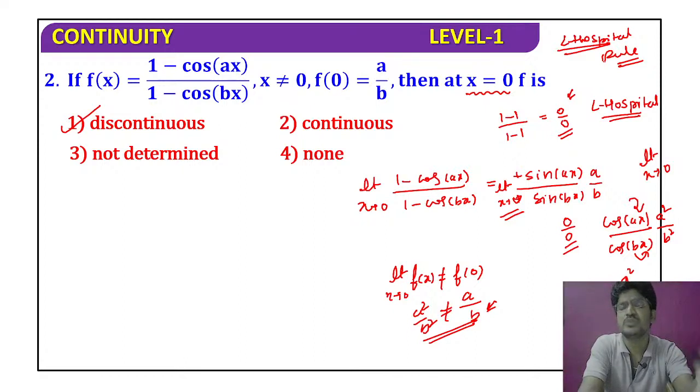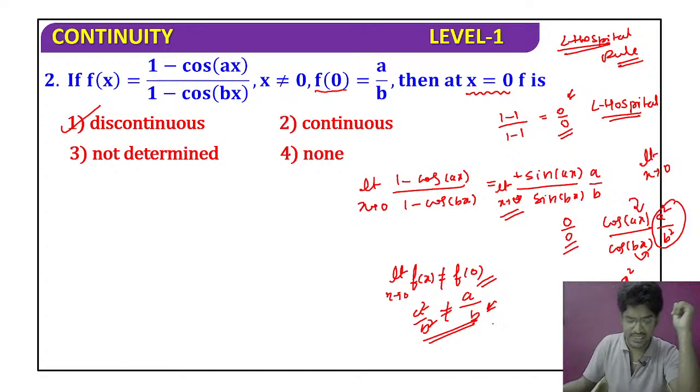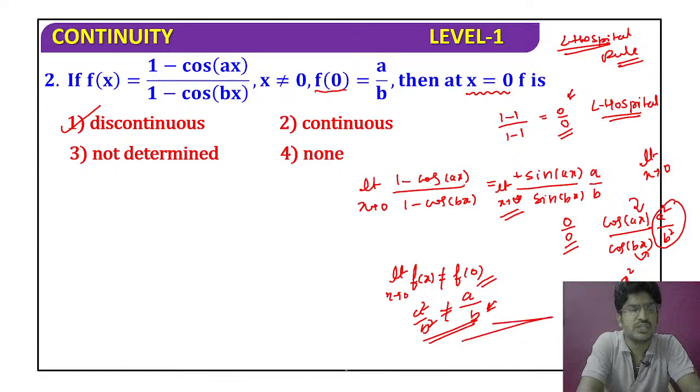Here I am applying L'Hospital rule 2 times so that we can differentiate and get the answer, that is a square by b square. Okay, so the limit value is a square by b square, but f of 0 they have given as a by b. Therefore limit x tending to 0, f of x is not equal to f of 0. Therefore it is discontinuous. Okay, so this is one way of solving this problem.